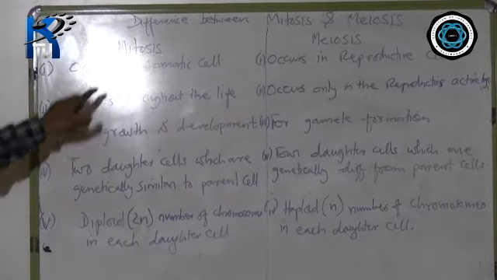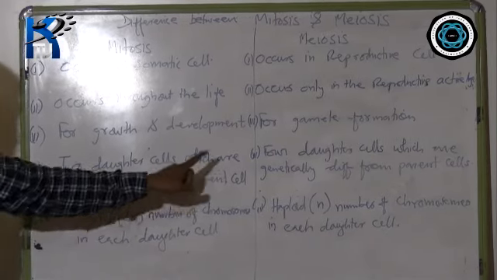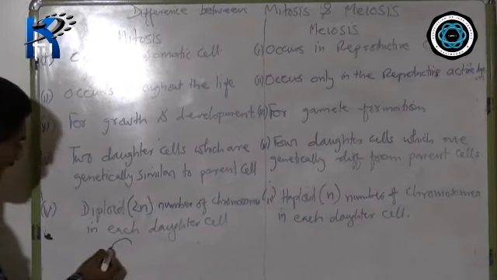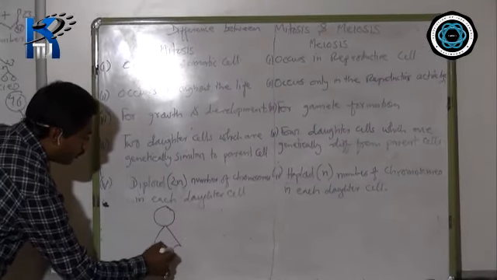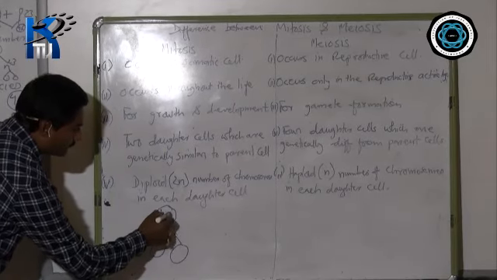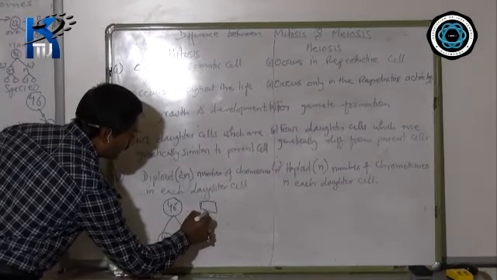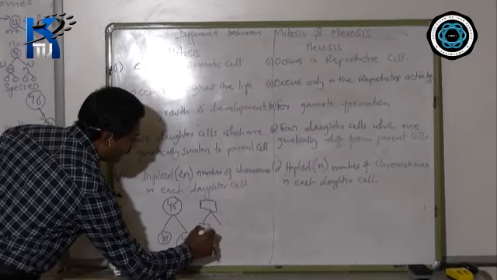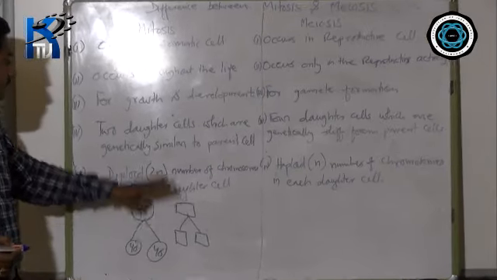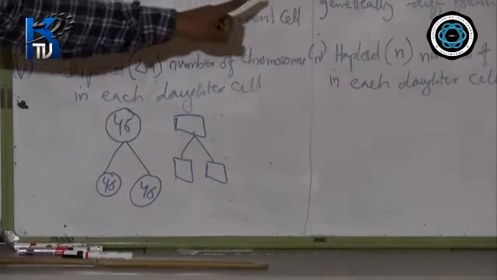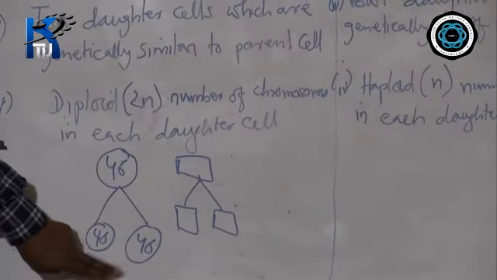Fourth point: in mitosis, two daughter cells are genetically similar to the parent cell. That means if a somatic or growth cell is dividing, both of the daughter cells are similar to their parent. If this is 46, this is also 46, and this is also 46. If I take a rectangular cell, it divides into a rectangular cell and a rectangular cell. Both are similar in appearance. This is mitotic division. So two daughter cells are genetically similar to the parent.